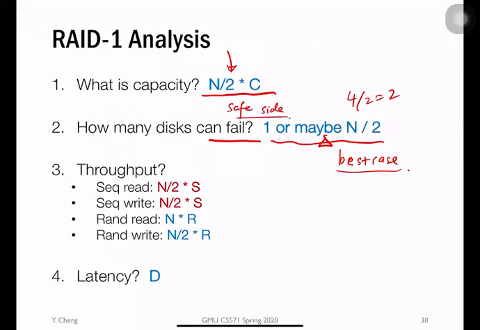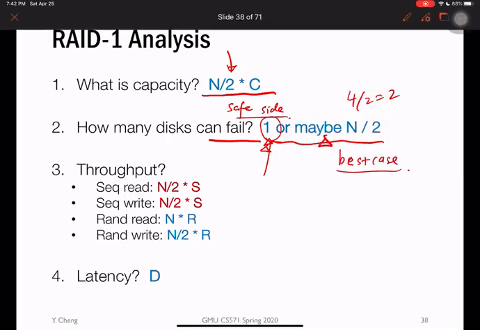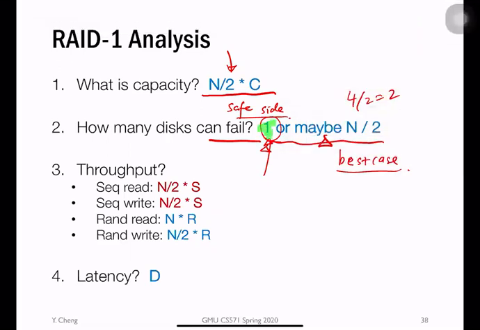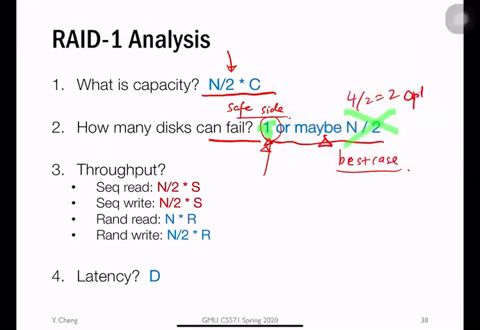a more conservative analysis of the failure model, the reliability analysis, is RAID-1 is only able to tolerate one single failure. Okay, so this is important. This is really important. You cannot just say it tolerates N divided by 2. This is, you know, the optimistic case. Pessimistic is it could only tolerate one single failure. So let's next take a look at the performance.